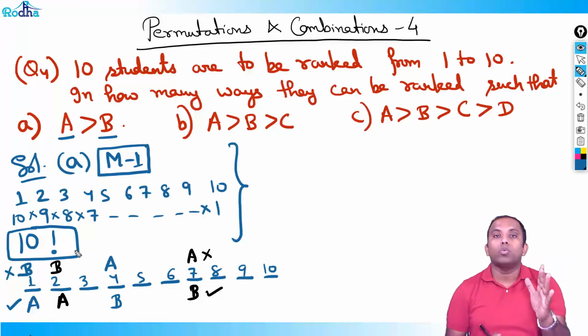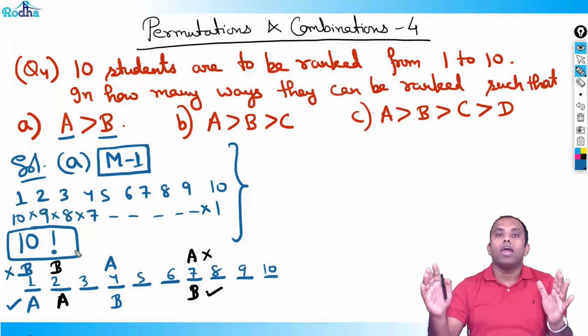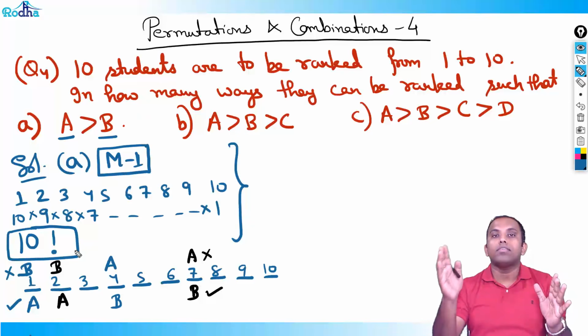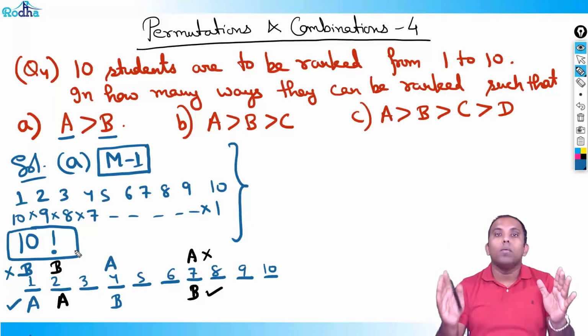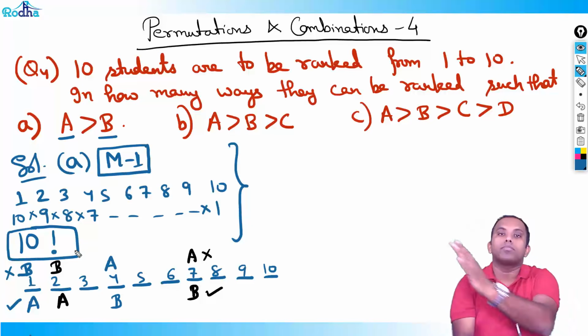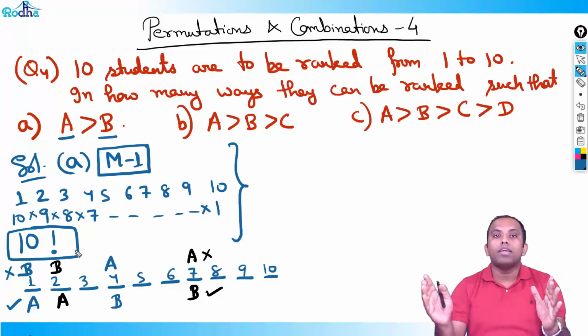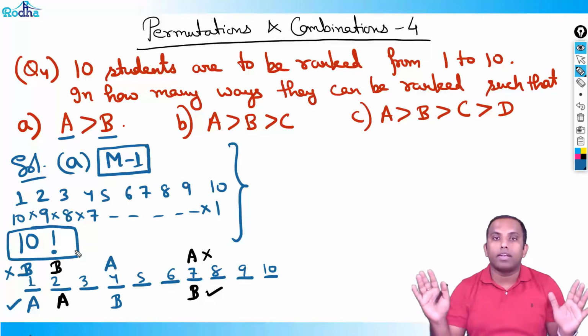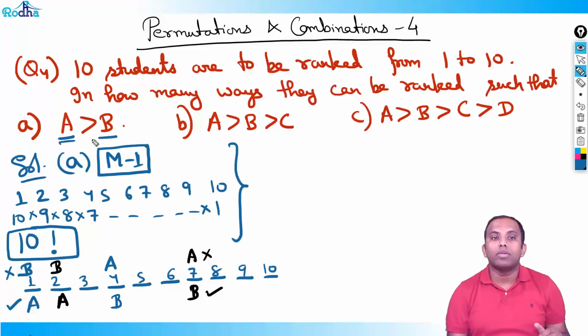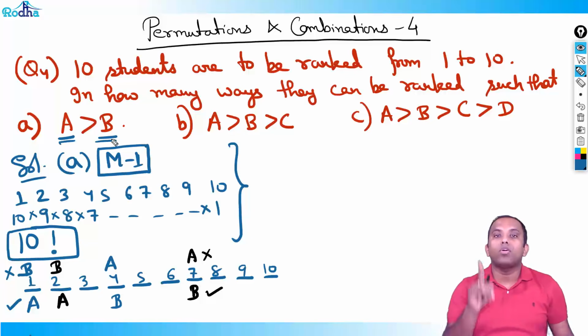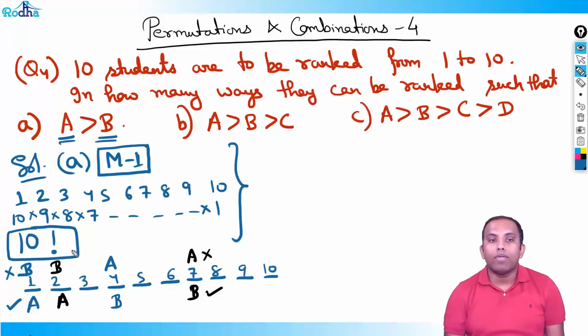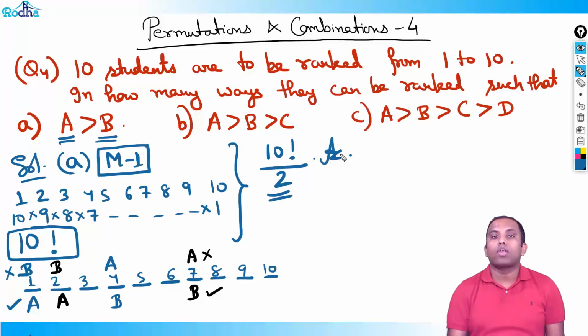Suppose A is at rank 2 and B is at rank 5. Its converse case is B at rank 2 and A at rank 5. So A2, B5 I can take, but B2, A5 I can't take because A has to be ranked above B. So out of every 2 cases, I am taking only 1 case. Out of a total of 10 factorial cases, how many do I want? I want 10 factorial by 2. So the answer for this question is 10 factorial by 2.